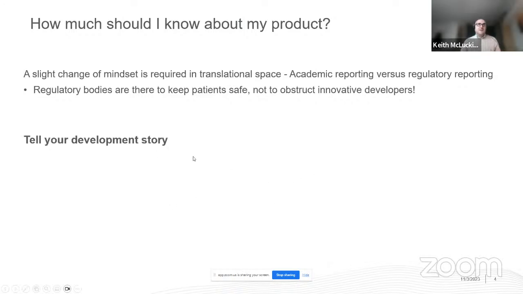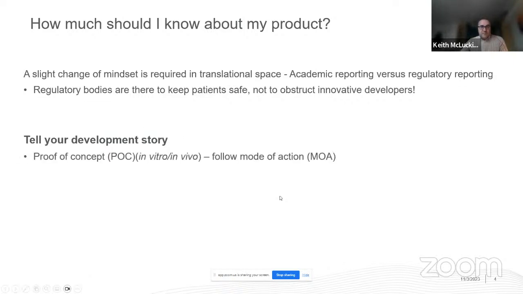So ultimately, you need to tell your development story. So you start off with your proof of concept studies. So these can be in vitro or in vivo, and you follow the mode of action using the appropriate model, whatever that is. So, essentially the gold standard from an academic point of view. You then move into efficacy. So this can be in vitro or in vivo, and you prove your mode of action treats the chosen indication, also in an appropriate model.